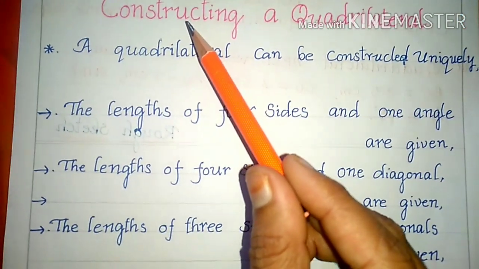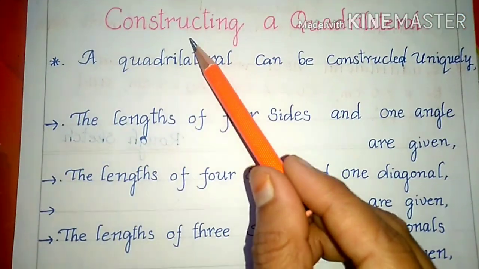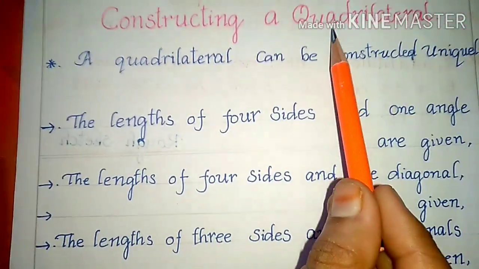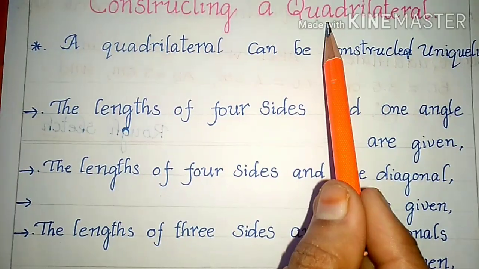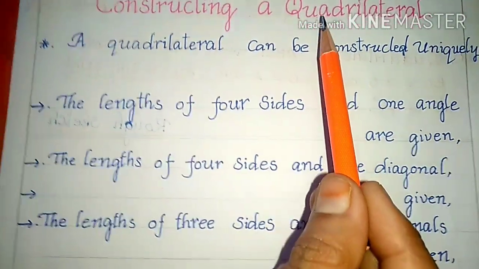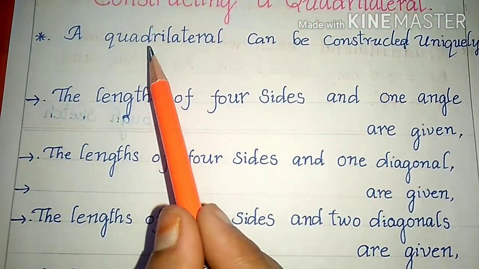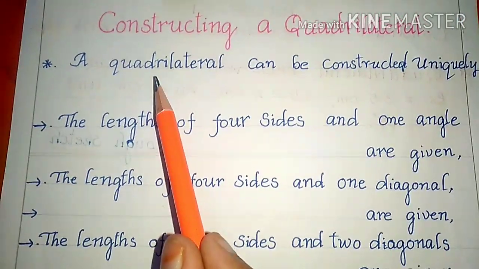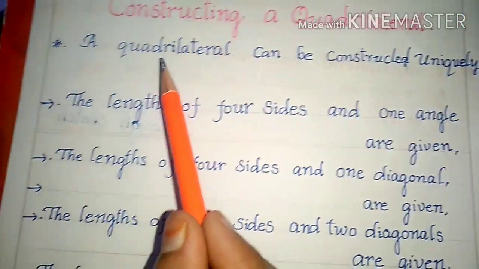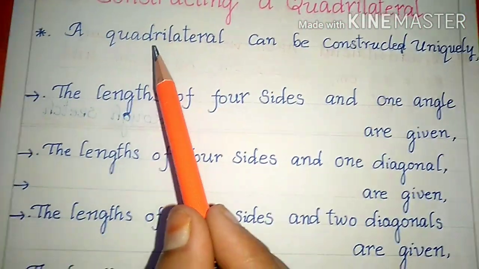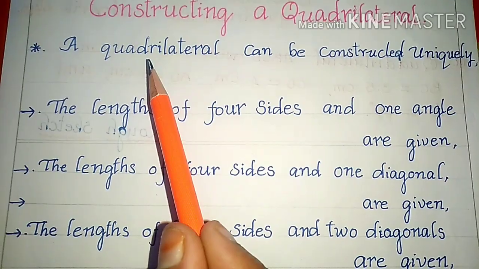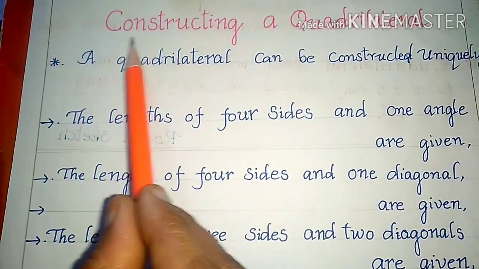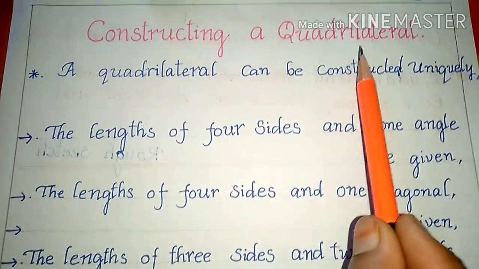Next main topic is constructing a quadrilateral. This is the main topic in this chapter. So, how to draw the quadrilateral? Depending on how many sides and how many angles are given, you draw the quadrilateral. These topics are very important. Listen carefully. The topic is constructing a quadrilateral.